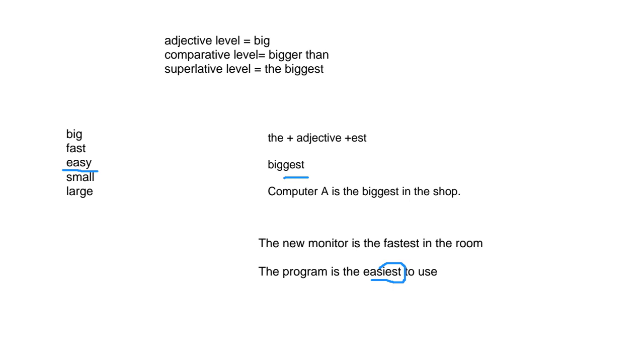So big, fast, easy, small, large, these are short adjectives, or in other words, one syllable adjectives. So in this case, you use this formula: the adjective plus est.